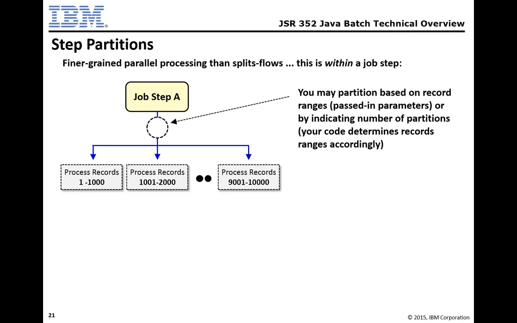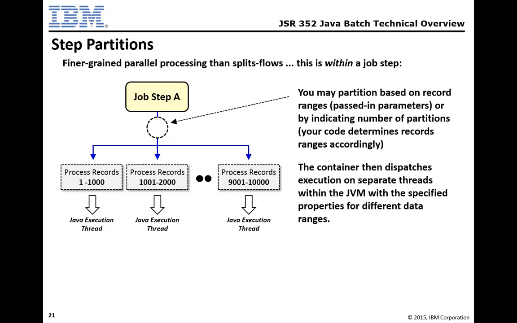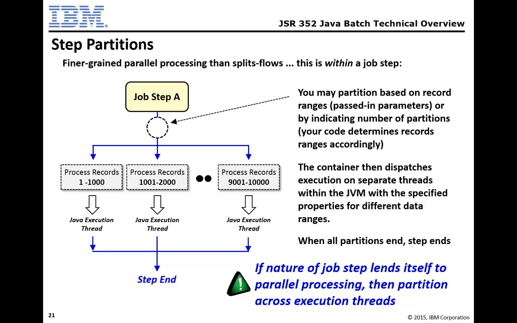There are several ways to approach this, from specified data record ranges to having your code calculate the ranges based on the number of partitions you wish to run. Your code does the data partitioning, then the container will dispatch the partitions to separate execution threads in the JVM. When all the partitions complete, then the job step ends. This provides a way to execute a job step in parallel when the nature of the step lends itself to partitioning the data and running separately.